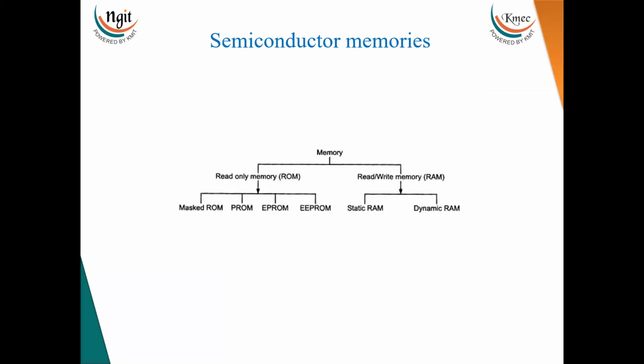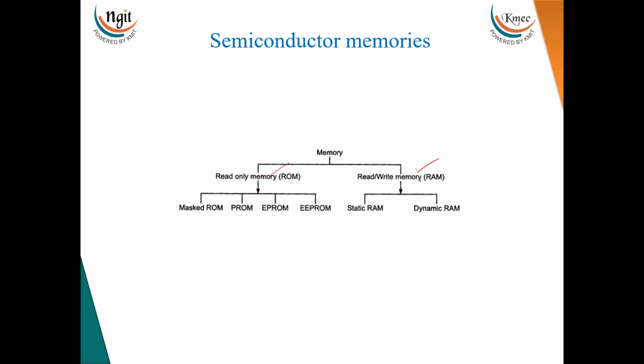Semiconductor memories. Now, these semiconductor memories are divided into two types. One is read-only memory, and another one is read-write memory or random access memory. Read-only memory means we can only read the data from the memory. Now, here there are different types. I will explain all these types in detail in the next lecture.